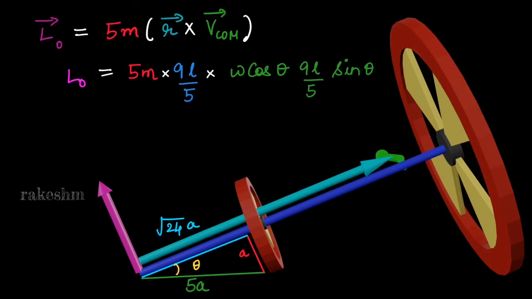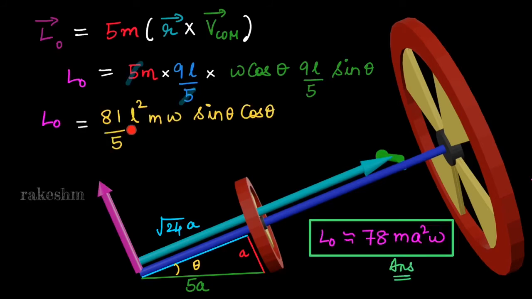When we put in the values, we get L0 equals 5m times r, which is 9L by 5, into v. The angular momentum of the center of mass is omega cos theta into 9L by 5 sine theta. We can calculate the values of sine theta and cos theta from this triangle. It is given that this is root 24a. The radius of this disk is a, so this will be 5a, and we can calculate the sine theta and cos theta values.